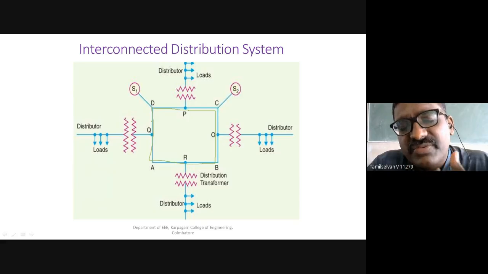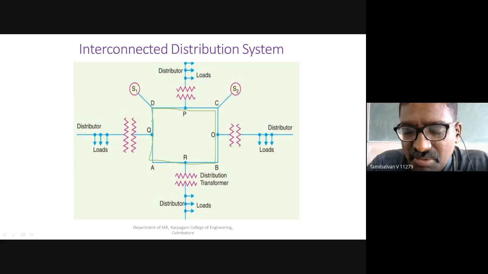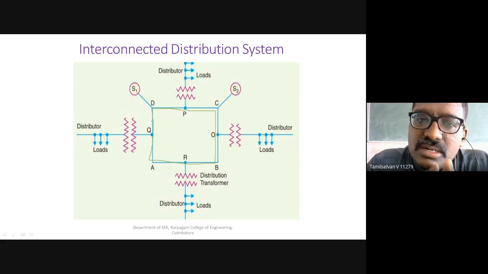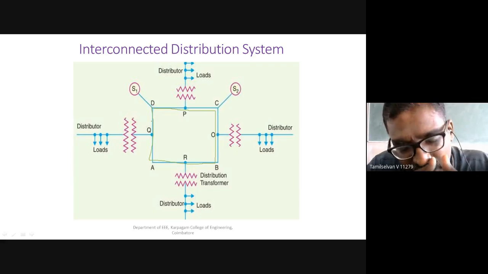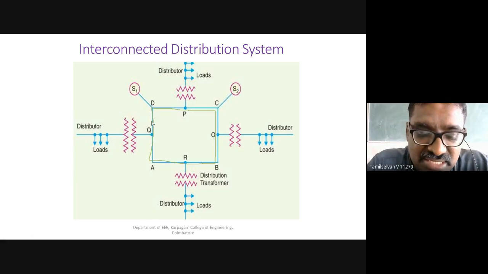How can we classify the distribution system? Based on the nature of the current, the type or scheme of connections, and the type of cable, whether an underground cable or an overhead transmission, we can classify the distribution system.